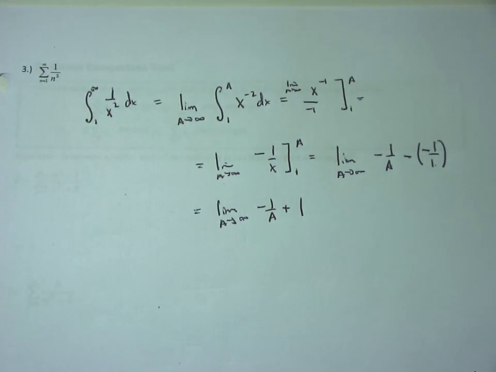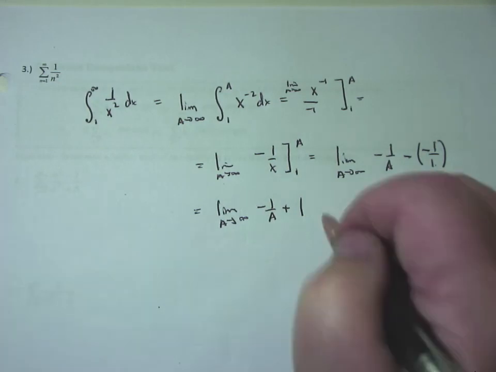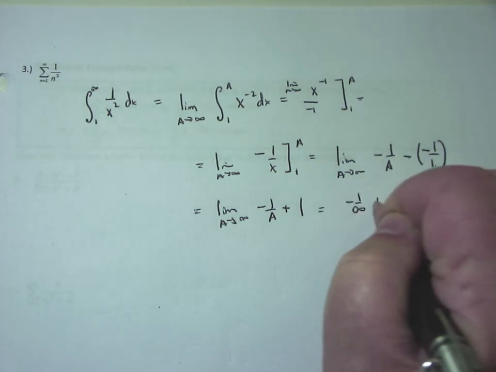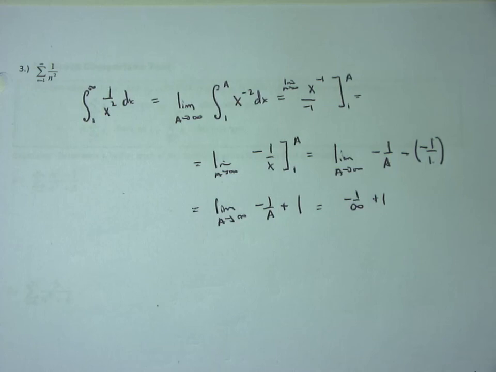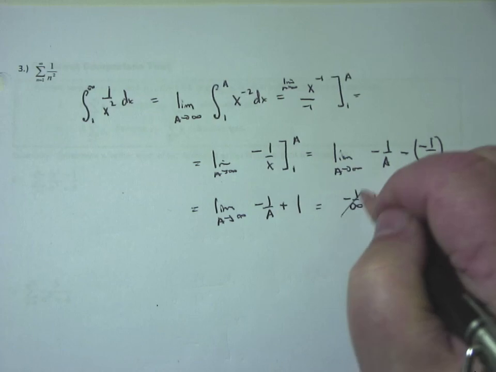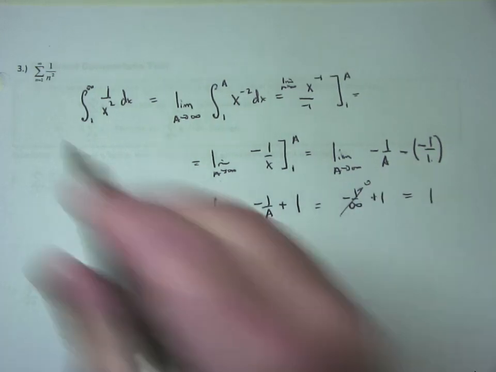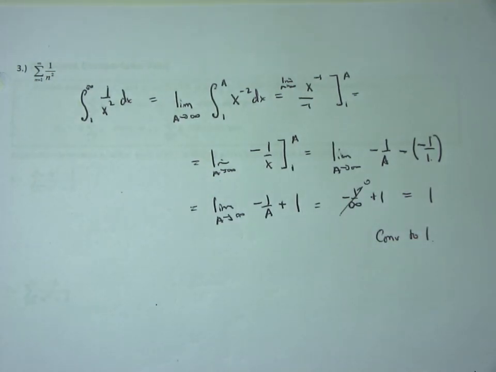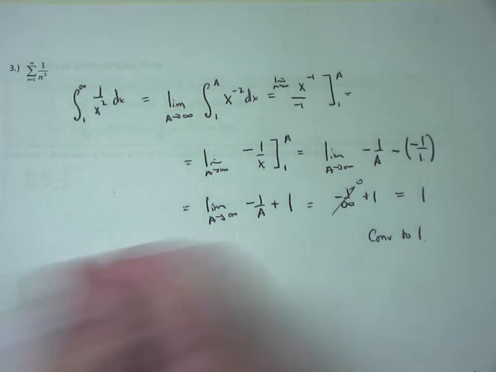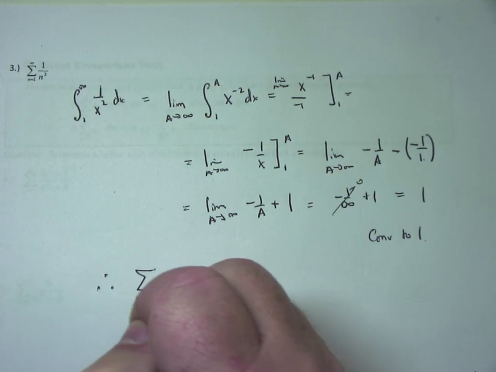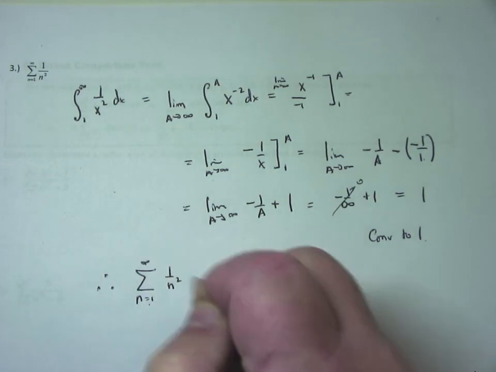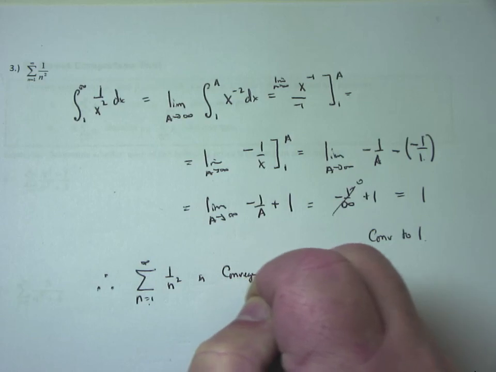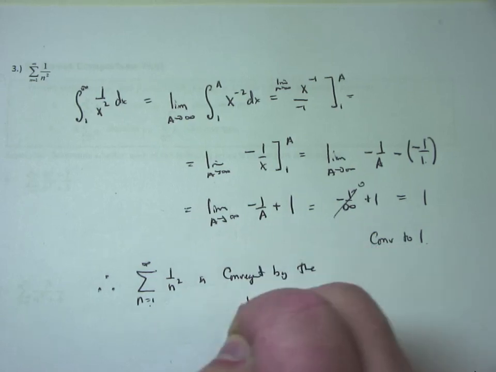Now take your limit as a approaches infinity. First rule of limits is plug in the number. So this is negative 1 over infinity plus 1. Notice I don't write limit anymore once I plug in the infinity. But what does 1 over infinity go to? This is 0. Plus 1 equals 1. Therefore, the integral converges to 1. Does that make sense? Therefore, the actual series, the sum as n goes from 1 to infinity of 1 over n squared, is convergent by the integral test.